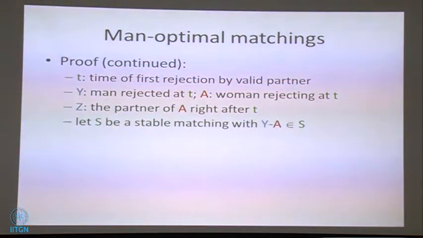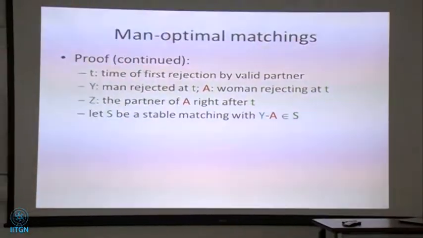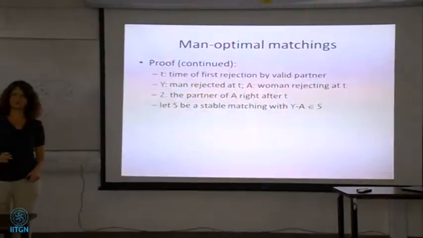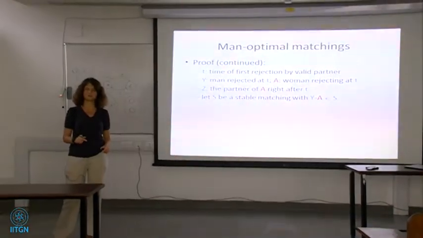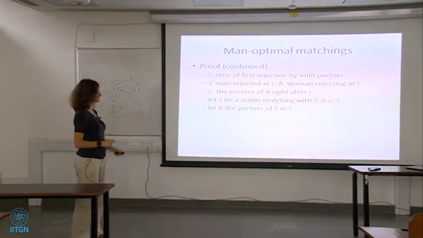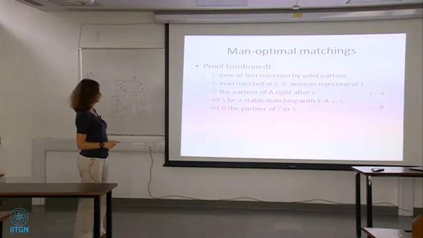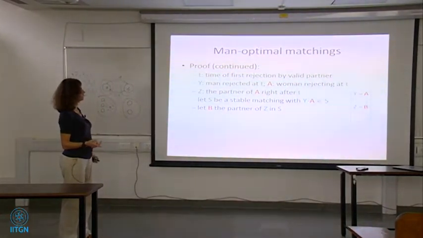So Y and A: A is Y's valid partner. By the choice, A is Y's valid partner. Therefore, abstractly, there exists a stable matching where they are together. So there's a stable matching where Y and A are together, and in that matching, it's a stable matching.